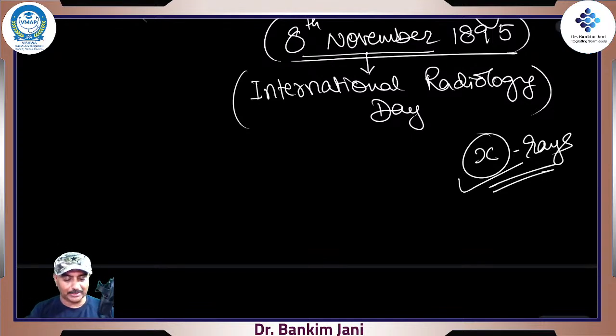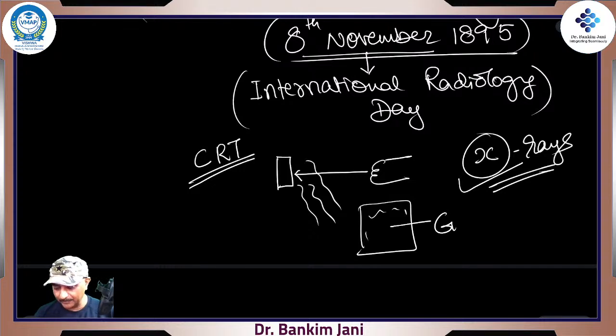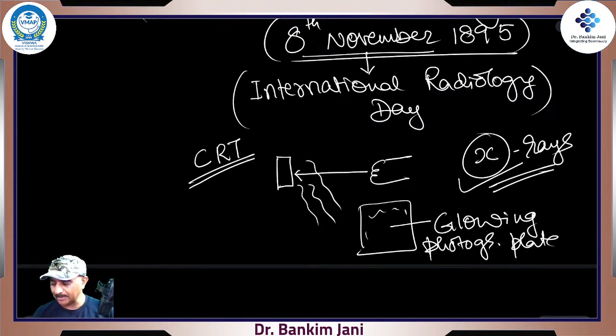Because what he was doing, he was working on CRT, cathode ray tube. A cathode ray tube is one in which there is a filament. As that filament gets heated, there is a plate, and the electrons go and bombard this plate, and some rays come out. Those rays fell on a photographic plate, and he was experimenting in the dark. He said, why is this photographic plate glowing? A photographic plate is something which is sensitive to a specific frequency of light. So he said there must be some rays, and then he named them X-rays, and that's why today also we call them X-rays.